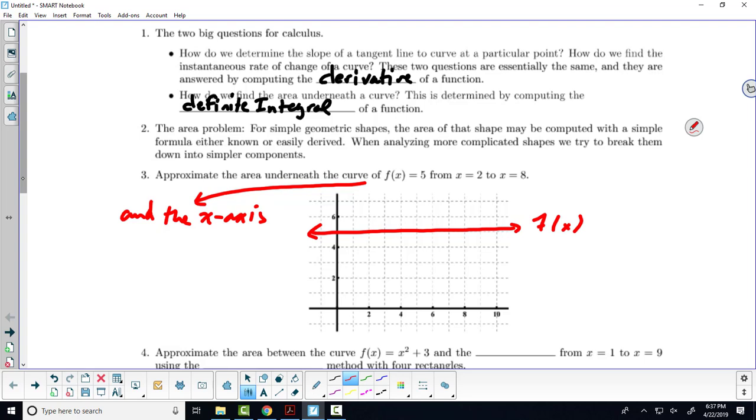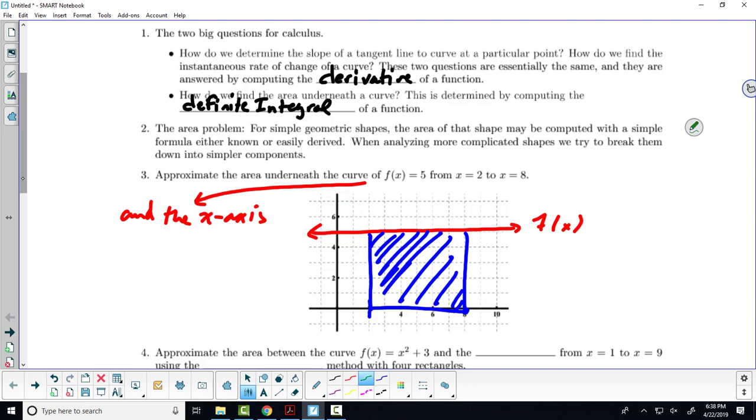And we're asked to find the area underneath this curve from x equals 2 to x equals 8. So we're asked to approximate this area. Well, not to approximate it. Let me be clear. We're asked to find the exact area underneath this curve right here. Well, this is one that is just a geometric shape, right? What's the area underneath this curve? The area underneath this curve is 30. How do we get there?